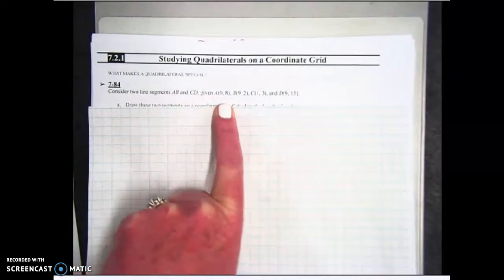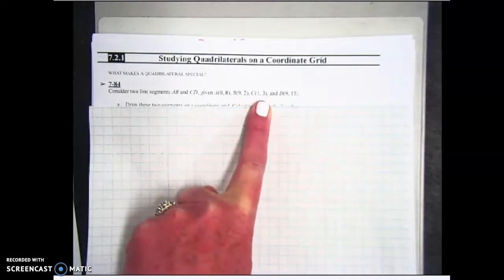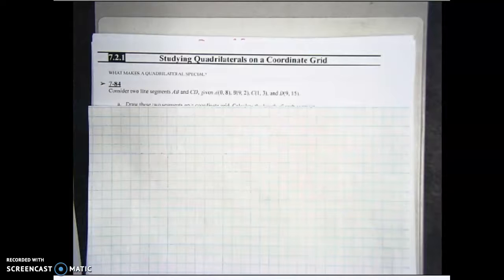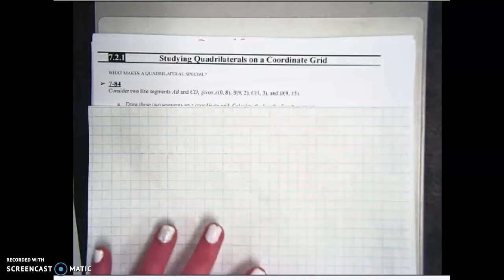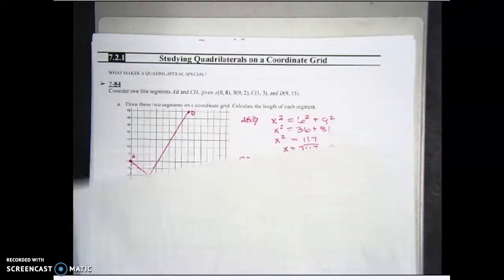So they give us 4 points. They give us the point A, which is at (0, 8), B, which is at (9, 2), C, which is at (1, 3), and D, which is at (9, 15). So on your coordinate plane, you're going to graph those 4 points, and you're going to label them A, B, C, and D. It should look something roughly like this.